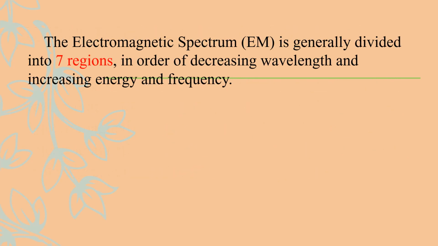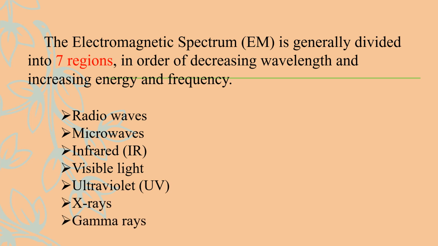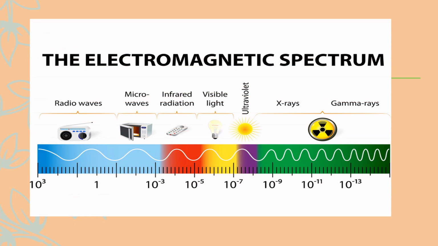The electromagnetic spectrum is generally divided into 7 regions, in order of decreasing wavelength and increasing energy and frequency. The common designations are radio waves, microwaves, infrared, visible light, ultraviolet, X-rays, and gamma rays. This diagram shows how the electromagnetic spectrum looks.